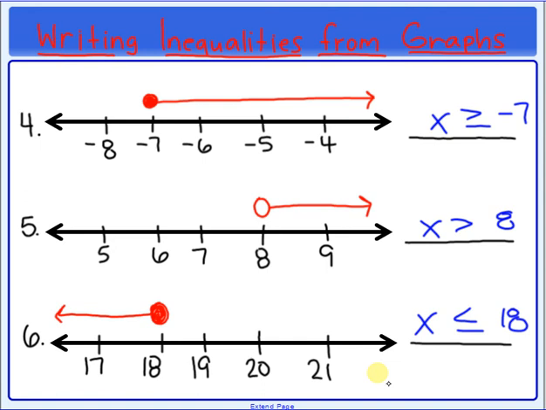All right, hit the pause button if you're not done, but if you are done, let's go ahead and check your answers. So for the first one, you should have X is greater than or equal to -7. The circle is colored in, and it's on -7, and the arrow is going to the right. For the second one, you should have X is greater than 8. So the circle is not colored in, so you do not need a bar, and it's pointing to the right. For the last one, you have X is less than or equal to 18. The dot is on the 18, and it's colored in, and it's going to the left. So we have less than or equal to.